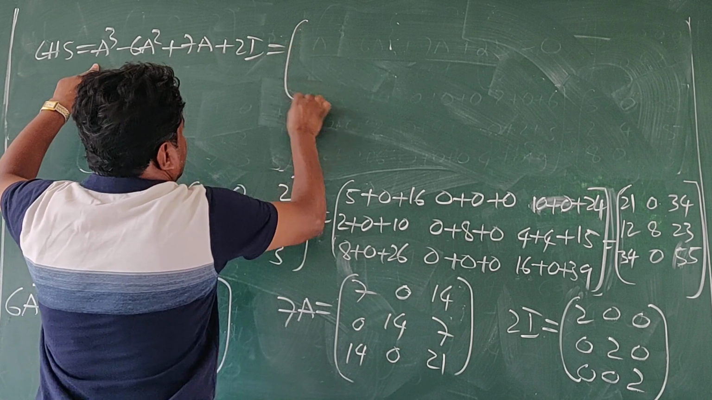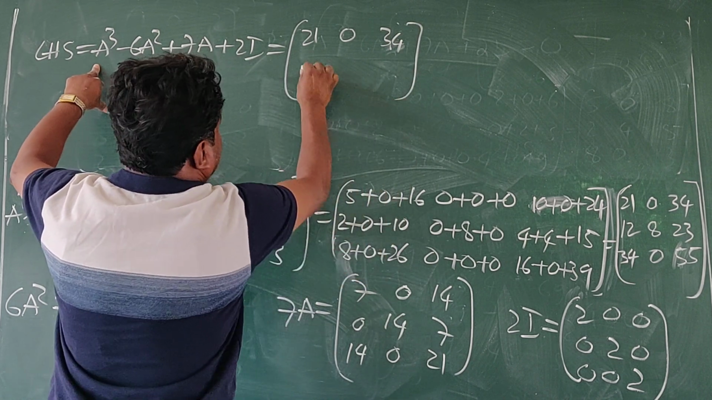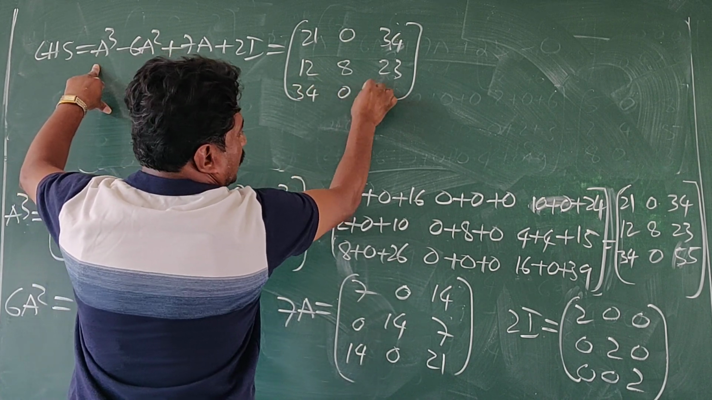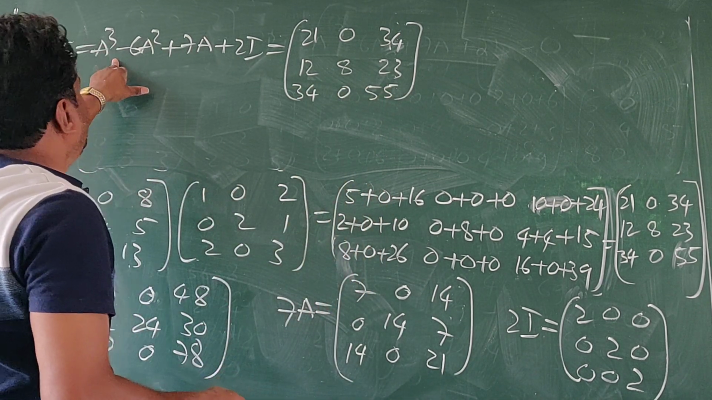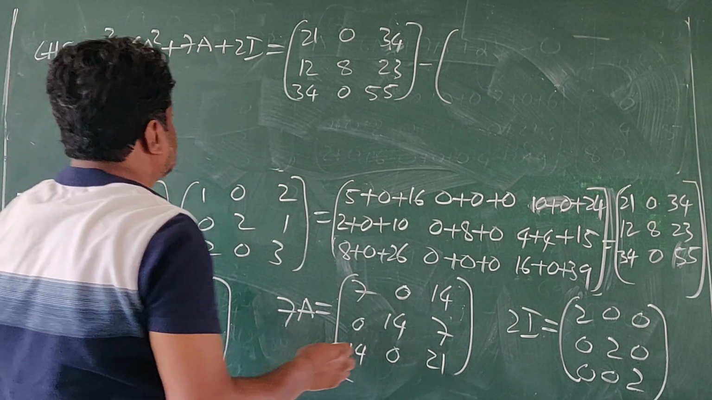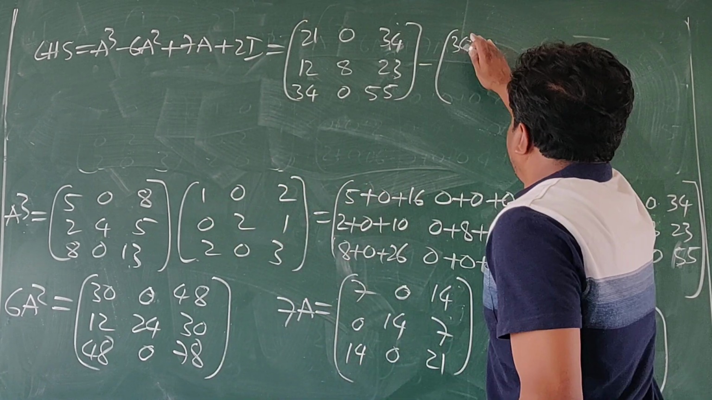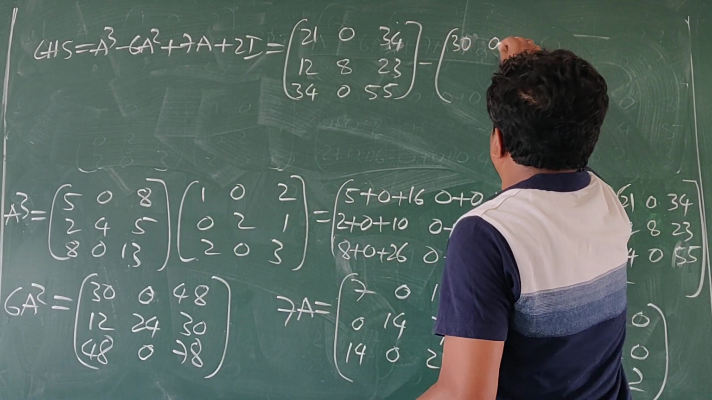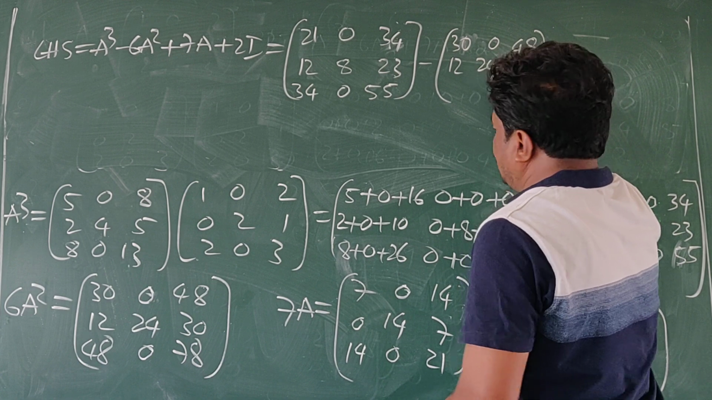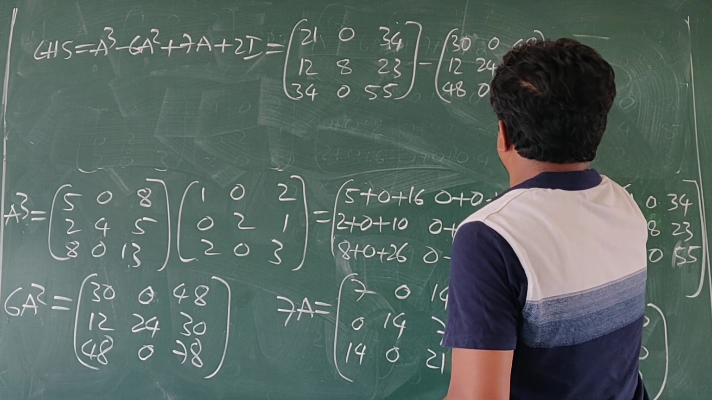There we have A cube. A cube is 21, 0, 34, 12, 8, 23, 34, 0, 55. Substituting A cube, next minus 6A square. Here we have 6A square: 30, 0, 48, 12, 24, 30, 48, 0, 78.